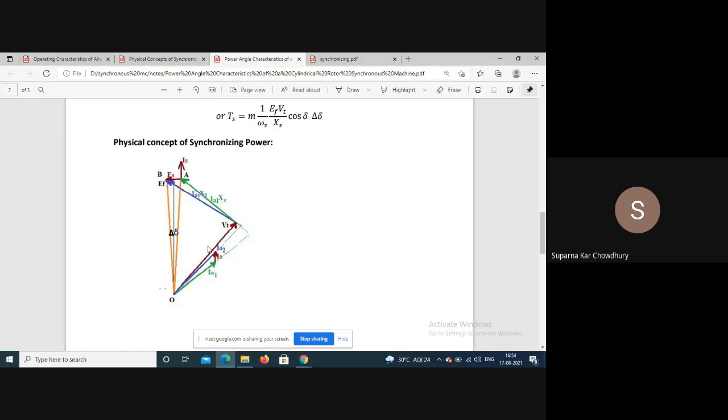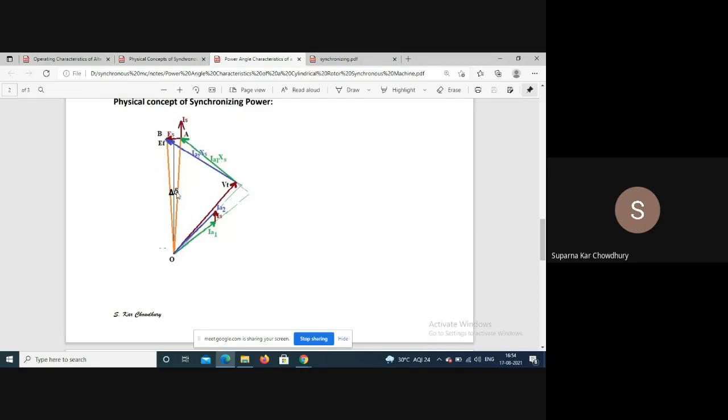And this equation, that is Vt plus j Ia Xs is equal to EF, should hold good. So actually the current cannot remain I1, the current will now be something else, Ia2, such that this equation does hold good, that is Vt plus j Ia2 Xs is equal to EF. Now this angle is very small, and there is a difference between Ia1 and Ia2, which is called the synchronizing current Is.